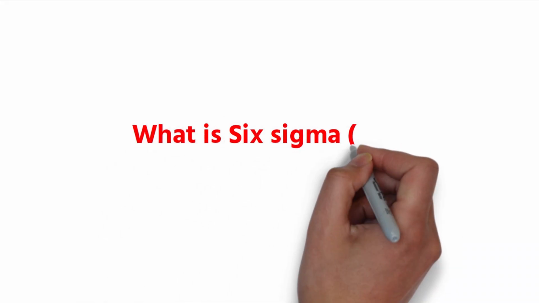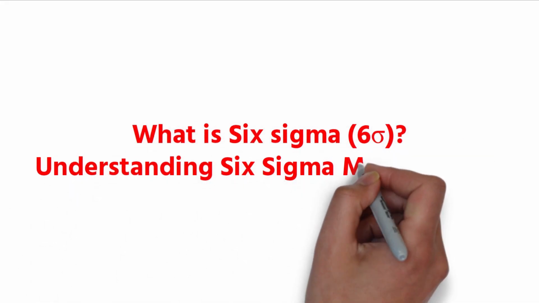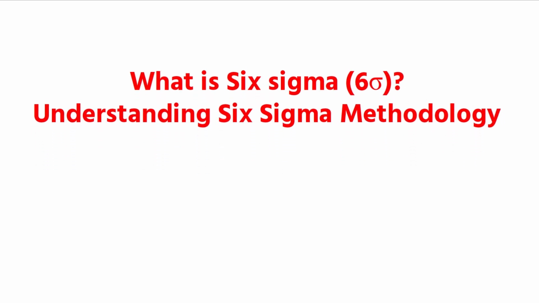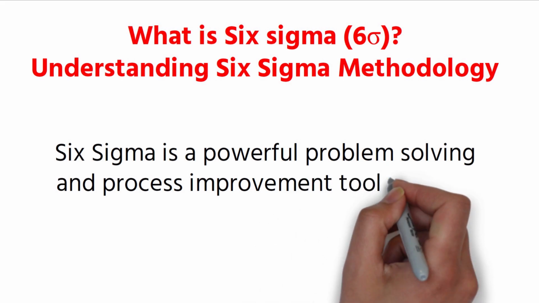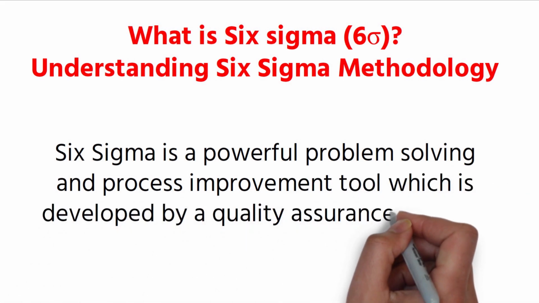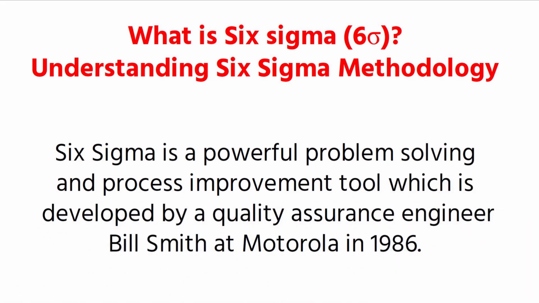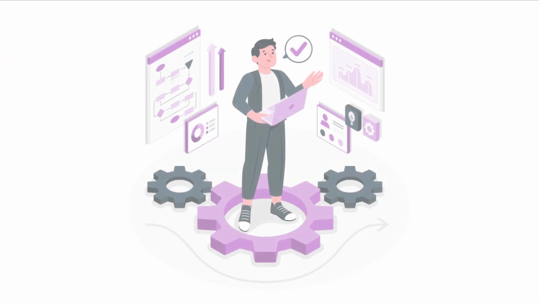What is Six Sigma? Understanding Six Sigma methodology. Six Sigma is a powerful problem-solving and process improvement tool which was developed by quality assurance engineer Bill Smith at Motorola in 1986. The Six Sigma methodology involves a set of techniques to improve the quality of a process or a product by removing or minimizing the causes of defects.